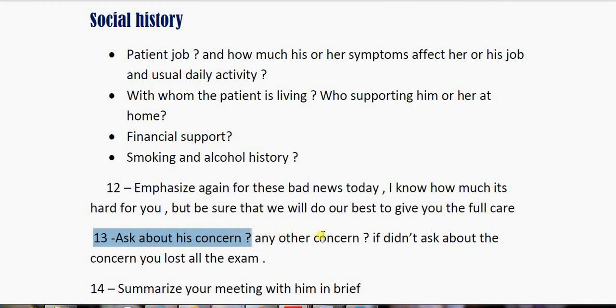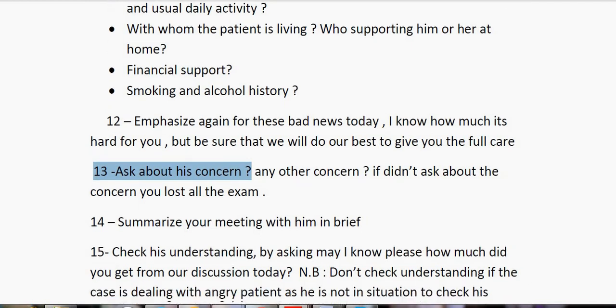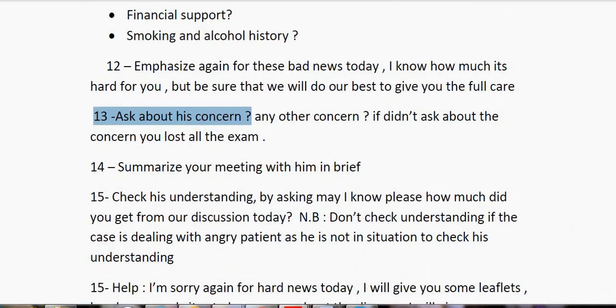Any other concern, because the patient may have many concerns, and you have to reply to the concerns properly also, in a diplomatic way, and pick your words carefully, because the examiners may catch one word you said to the patient, and this word may decrease a lot of marks for you.